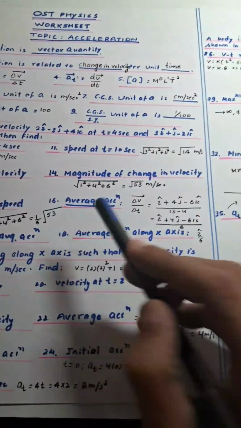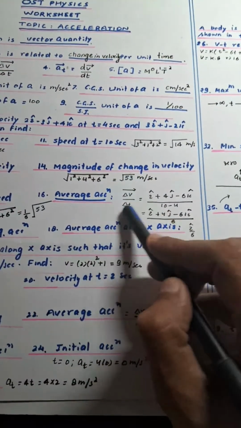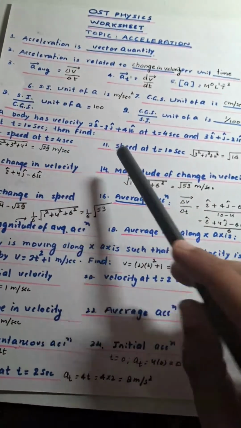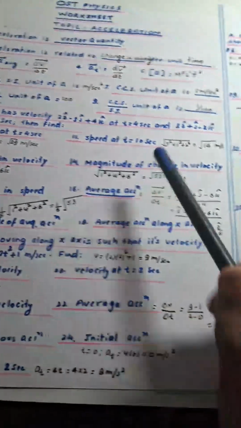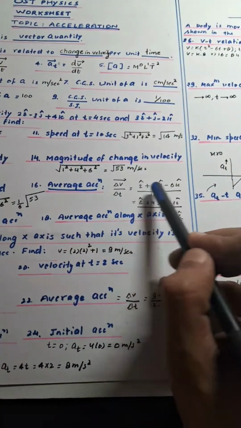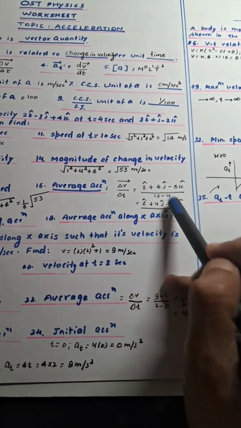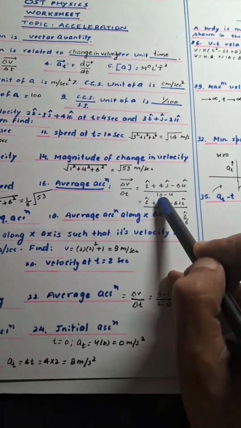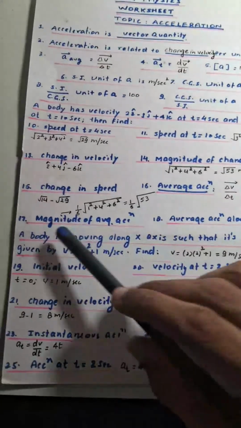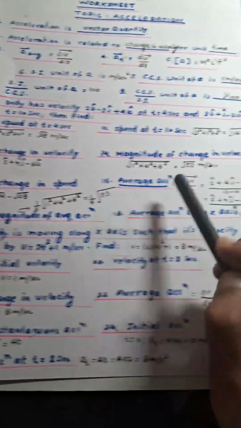Next question is average acceleration. As we know, average acceleration is change in velocity by time. Change in velocity we have already calculated in this step: i cap plus 4j cap minus 6k cap. So we can say i cap plus 4j cap minus 6k cap by 10 minus 4. That will be divided by 6. So this gives you the value of average acceleration. Then we have magnitude of average acceleration, so just take the magnitude.